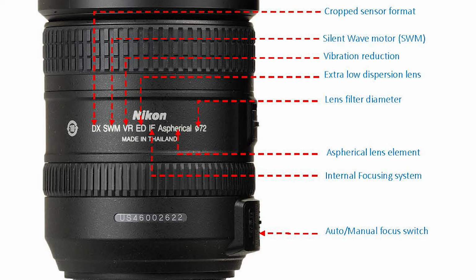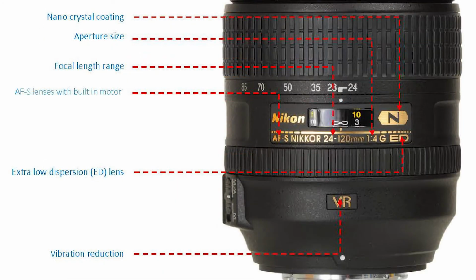And VR is vibration reduction. It's good for sports photography and other sorts of photography where the subject is moving. And ED is extra low dispersion. It's gonna minimize the effect of chromatic aberration.